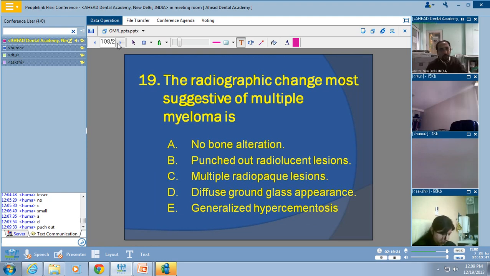Remember the choice E, generalized hypercementosis is seen in Paget disease. Try to remember this. Generalized widening of periodontal ligament space is seen in scleroderma. Multiple punched out radiolucencies are seen in multiple myeloma. Generalized hypercementosis is seen in Paget's disease. Okay? Scleroderma, is it clear? Generalized widening of PDL.